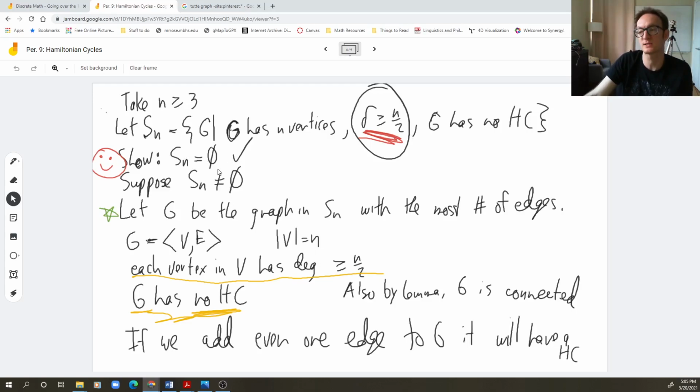Well, supposing that this set is not empty, that there is a graph with such properties, then there's always a largest one. We could be more casual than this. We don't have to really construct the set per se, but you just have to convince yourself that there is always a largest possible graph, and largest by the number of edges.